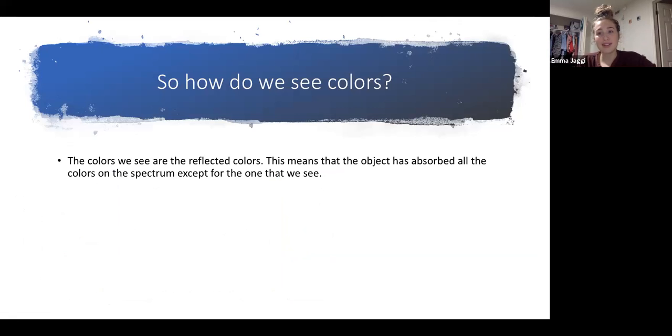So how do we see colors? This is kind of fun. Well, the colors we see are reflected colors. So the colors we see are not the colors that the object is absorbing. When we look at a green tree, it's not that the tree is absorbing green light, it's actually absorbing all of the other colors on the spectrum except for green. Because of that, we see a green tree or a pink pencil or the blue ocean. So that's unique.